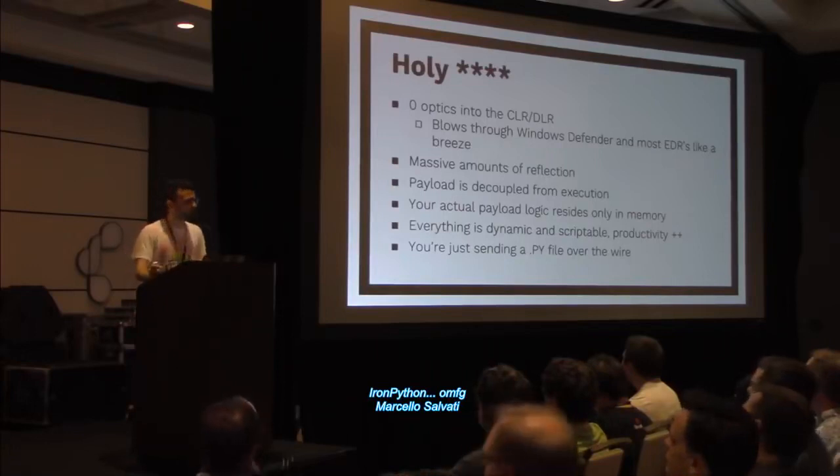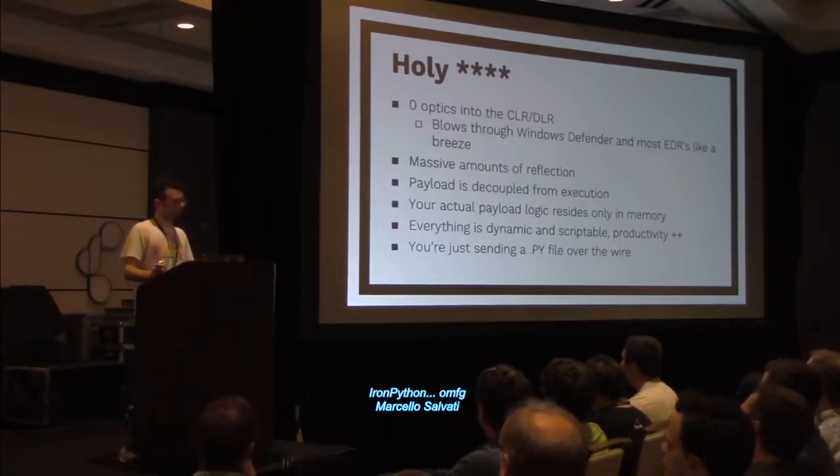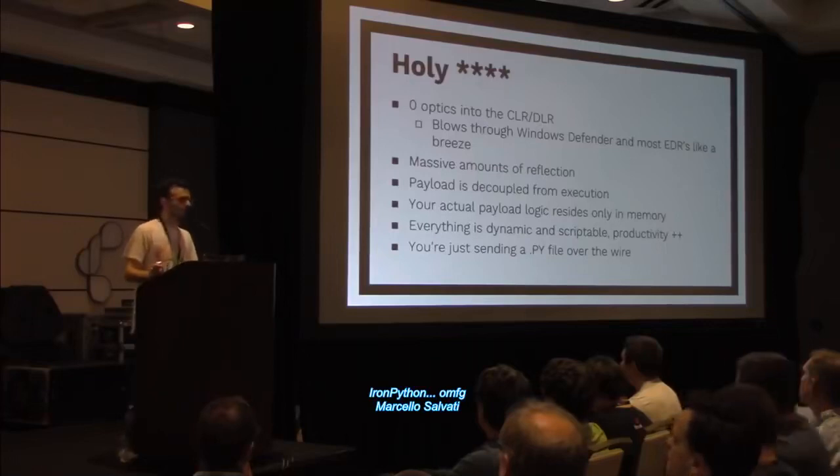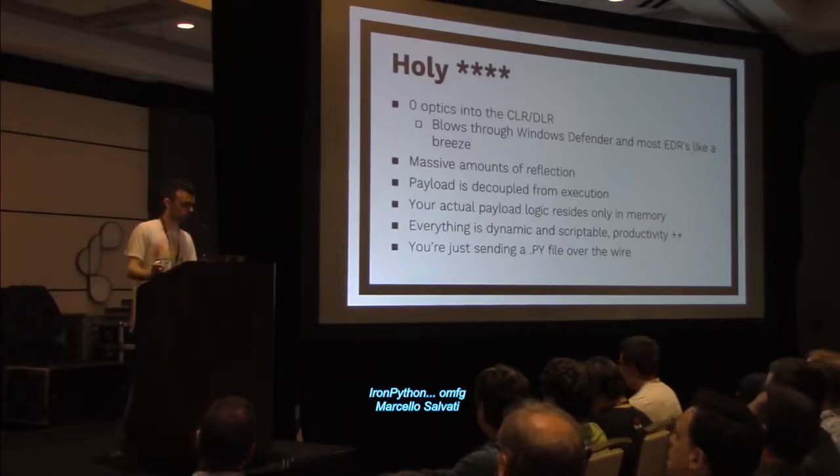The problem is, if you start injecting shellcode and you're using the standard Win32 API calls that you usually run to reflectively inject DLLs or inject shellcode, from a heuristic standpoint, that's easy to catch. So if you properly instrument your IronPython payloads, it just flies by everything, because there's zero optics into the CLR.